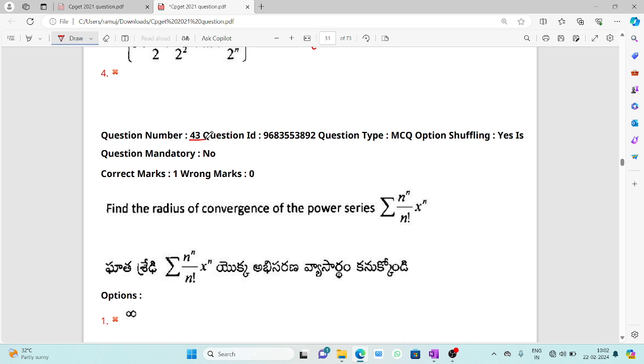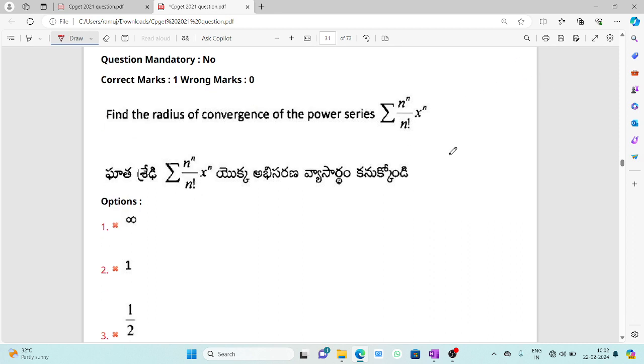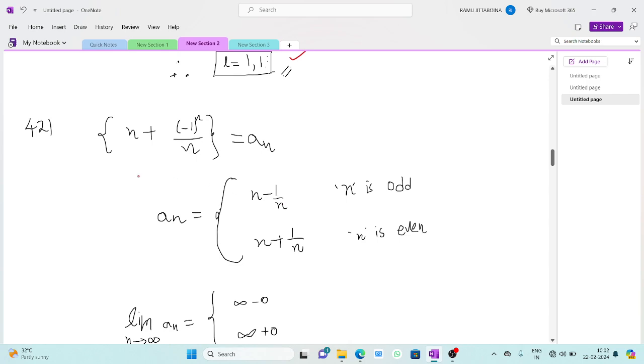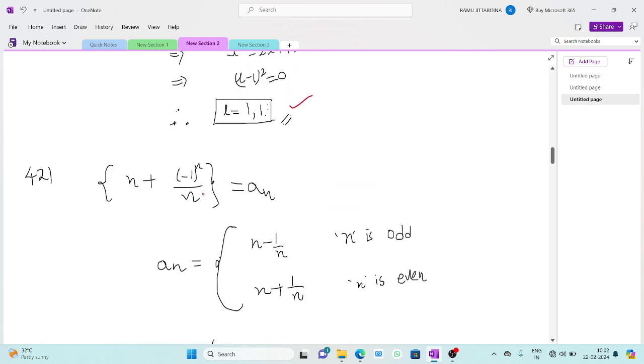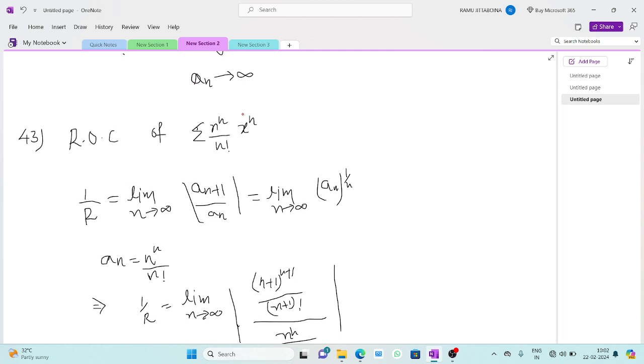So question 43 is: find the radius of convergence of the power series summation of n power n by n factorial times x power n. This question is very important, because many times this question is repeated. So I will tell you the formula and I will solve this question. Question 43: radius of convergence of summation n power n divided by n factorial x power n.